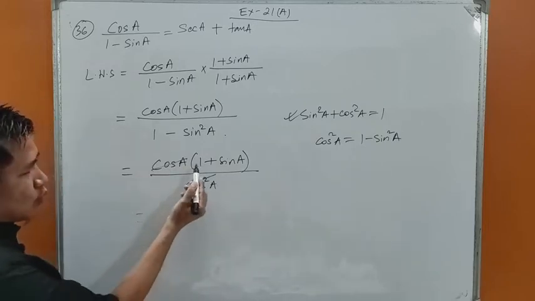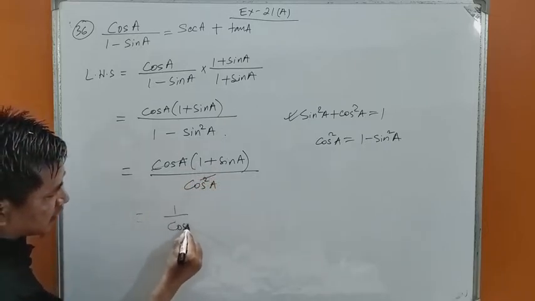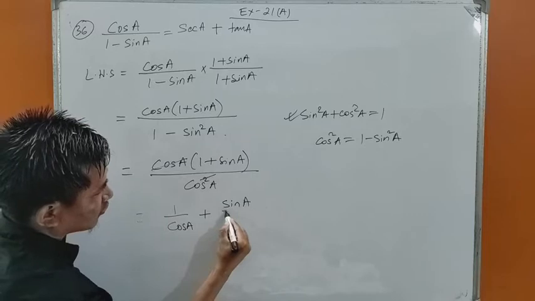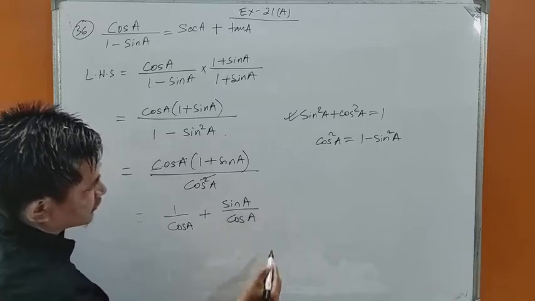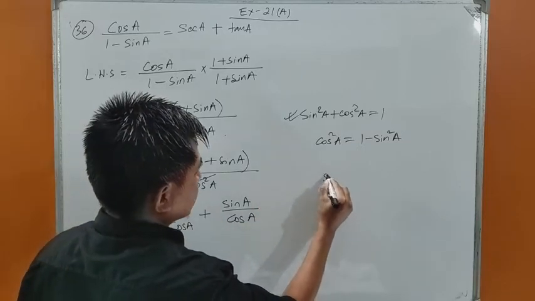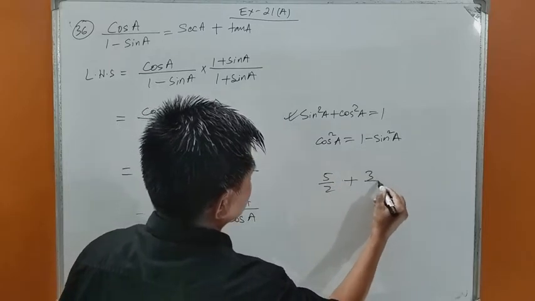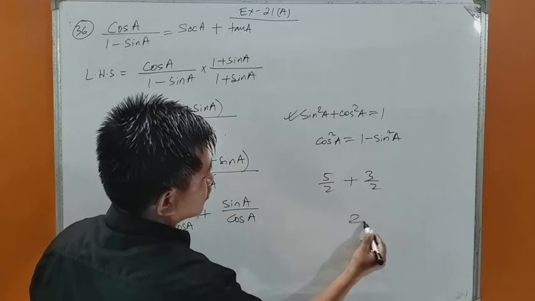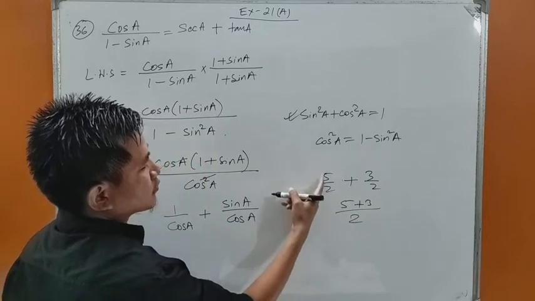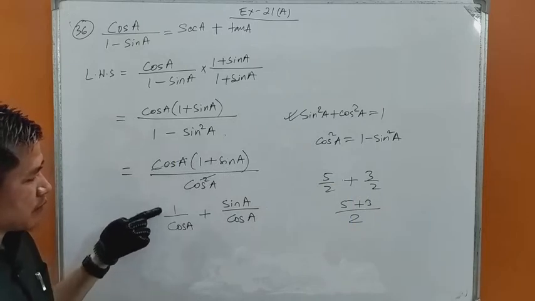Okay, 1 plus sin A upon cos A, isn't it? This can be written as 1 upon cos A plus sin A upon cos A. Suppose we have 5 plus 3 upon 2. We can take the LCM of this 2 and write like this: 5 plus 3 upon 2 can be written as 5 upon 2 plus 3 upon 2. Same thing, 1 plus sin A upon cos A can be written as 1 upon cos A plus sin A upon cos A.